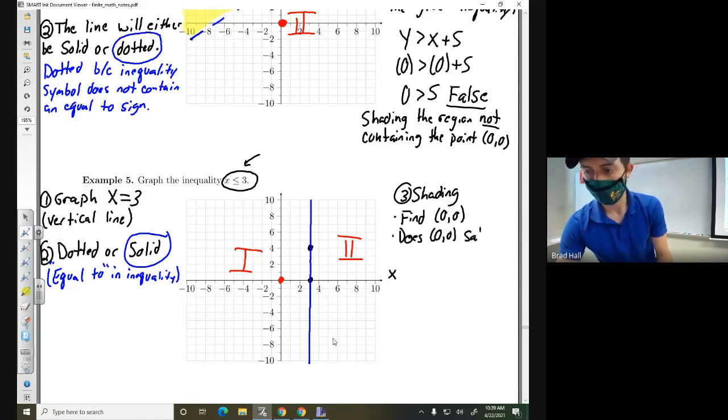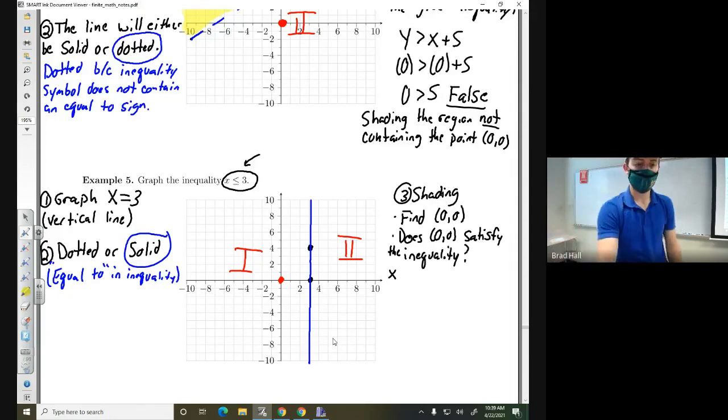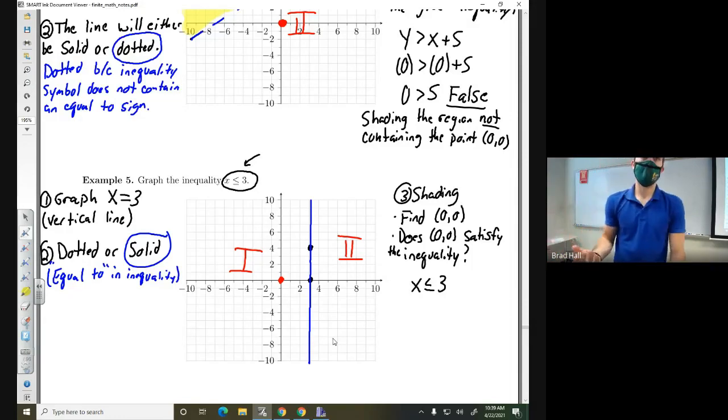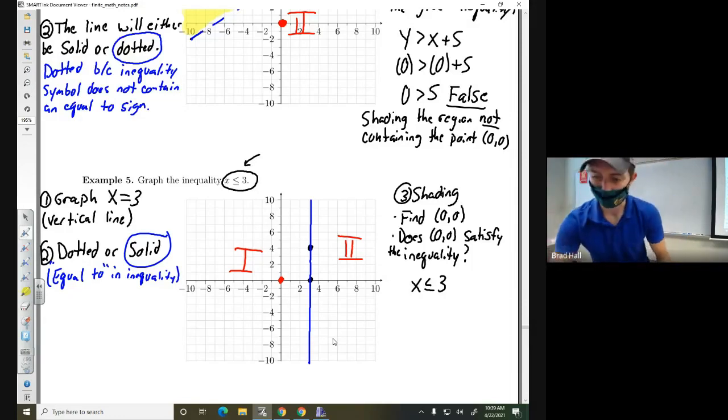The point (0, 0) satisfies the inequality. So that's what we're going to look for here. The inequality is x is less than or equal to 3. We plug in 0 for x and 0 for y. Well, there's no y, so there's not really much we can do.